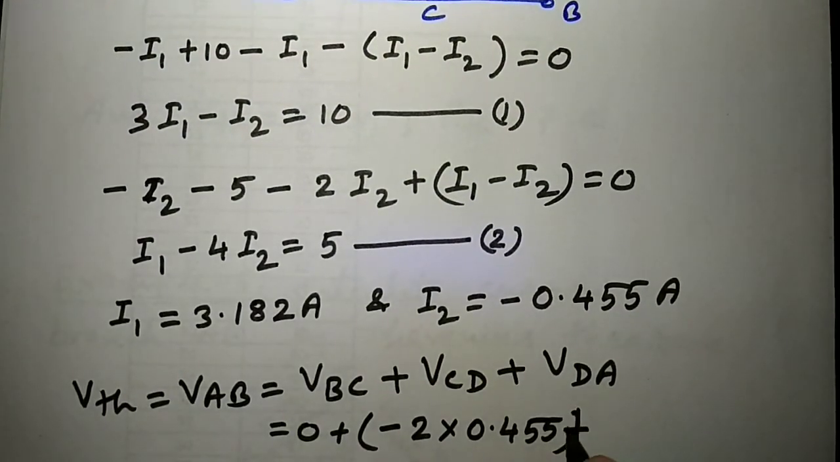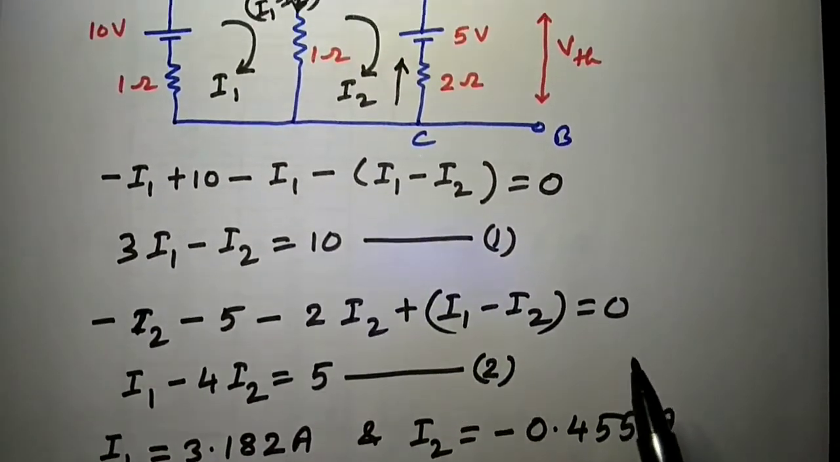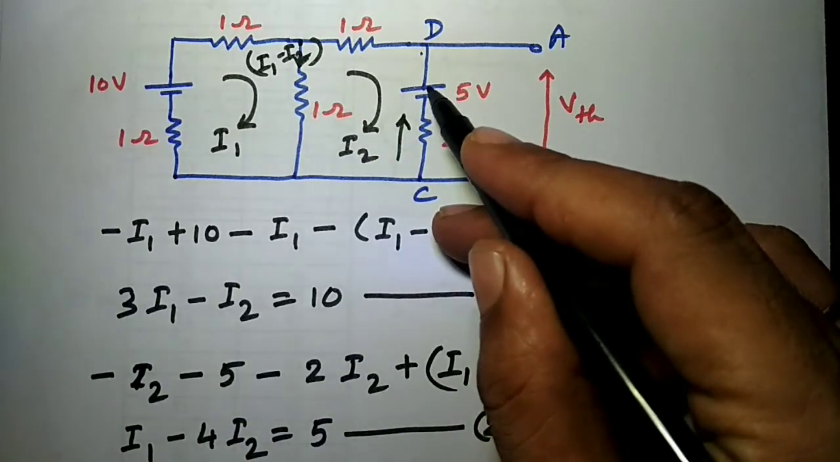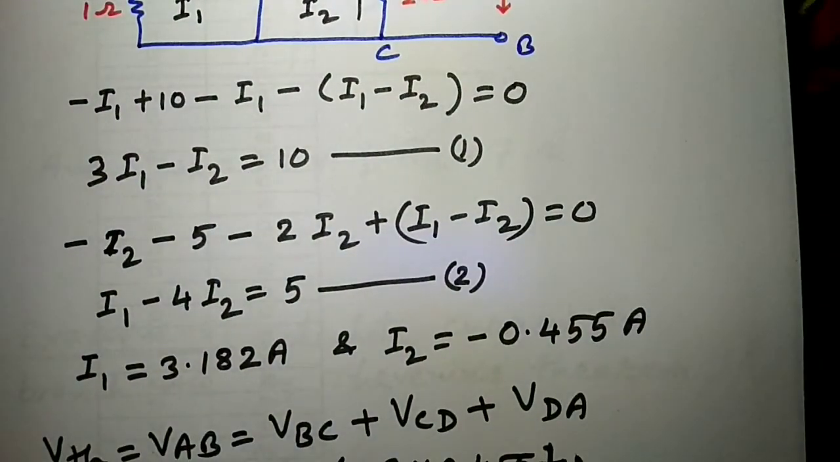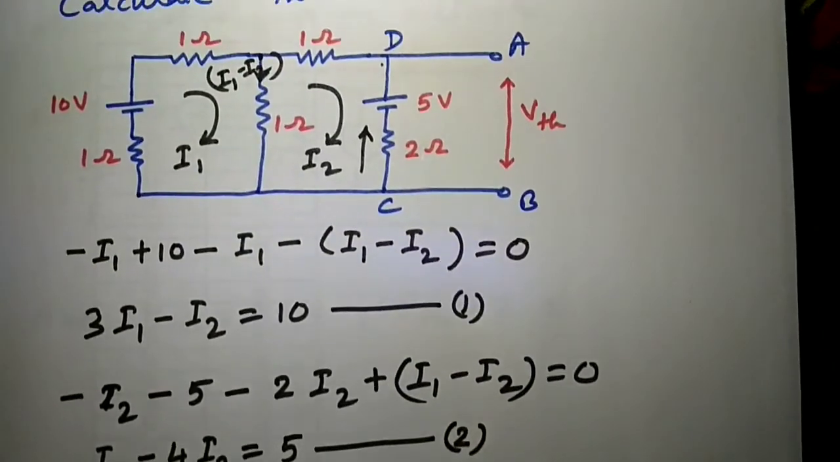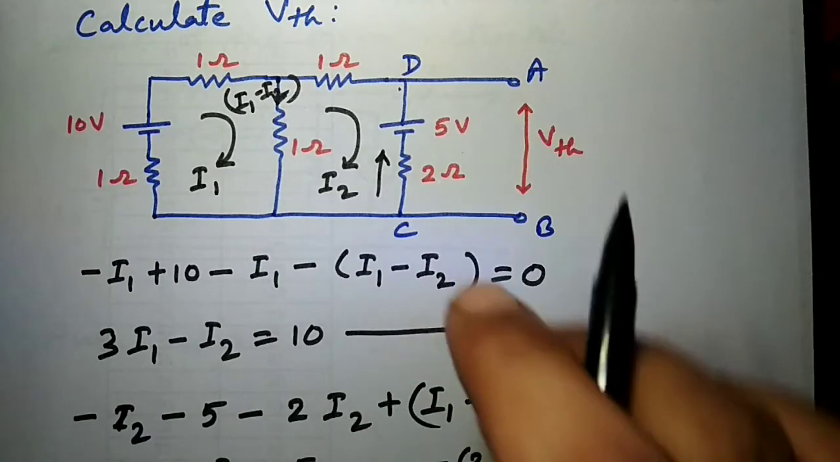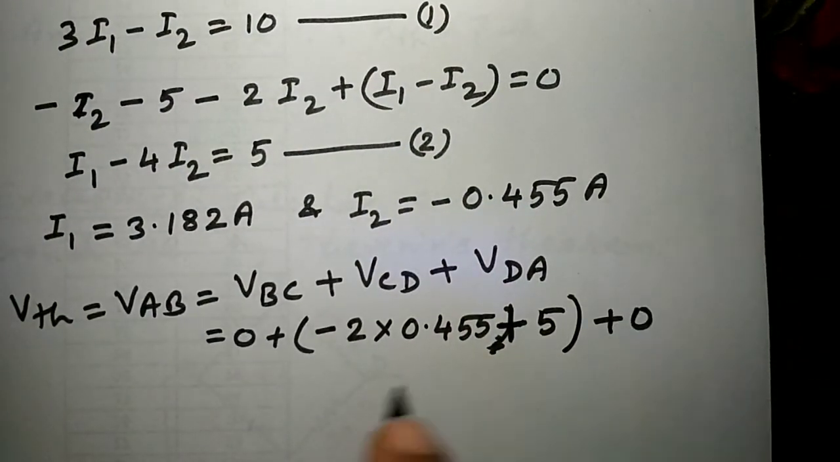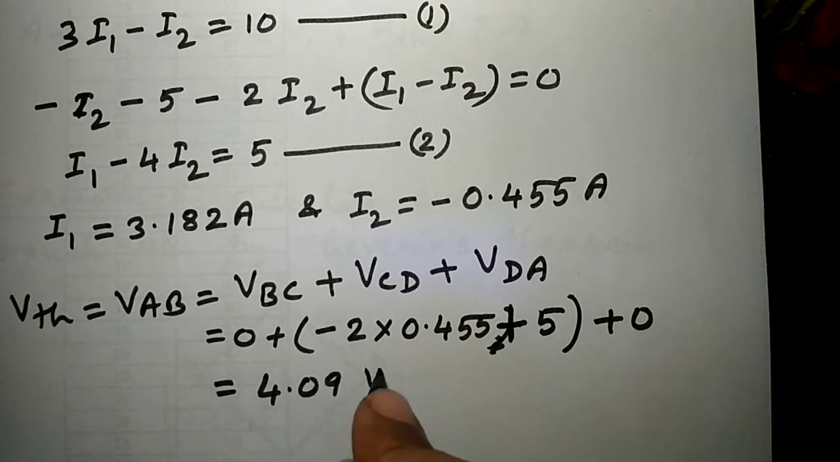Then there is a voltage source also, 5 volt, and we are going from negative to positive terminal. So it will be taken as plus 5. Then from D to A, again the voltage drop will be equal to 0. So after simplification, the value of VTH will be 4.09 volt.